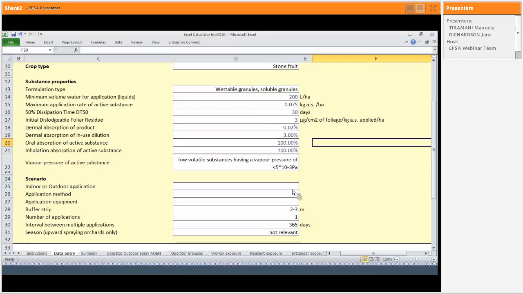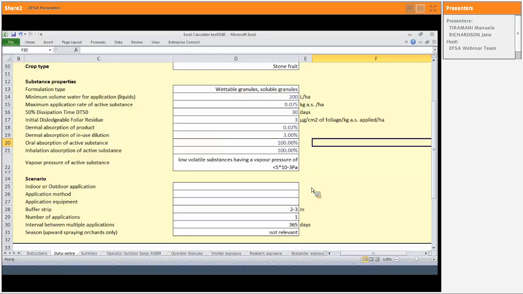Maybe one word, Jane, for the oral absorption. We said more or less that the oral absorption is not that relevant for what we are considering today, or at least the data we have available do not show, for the time being, such a relevance.